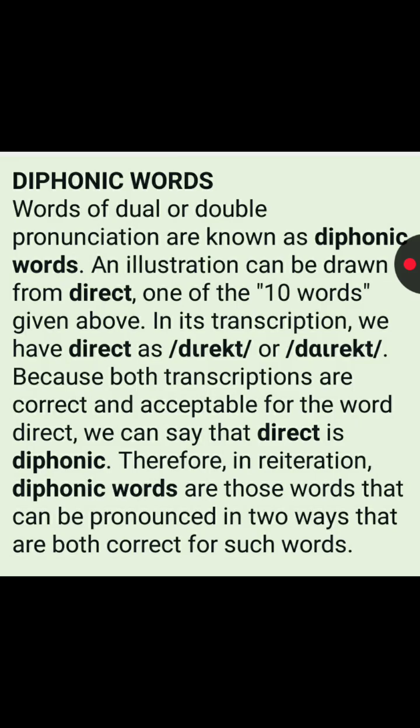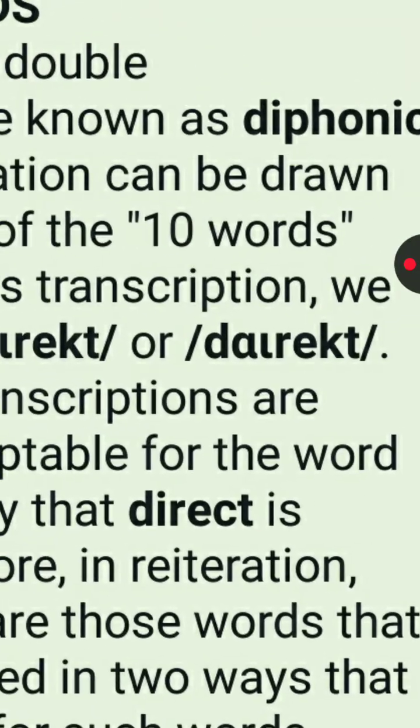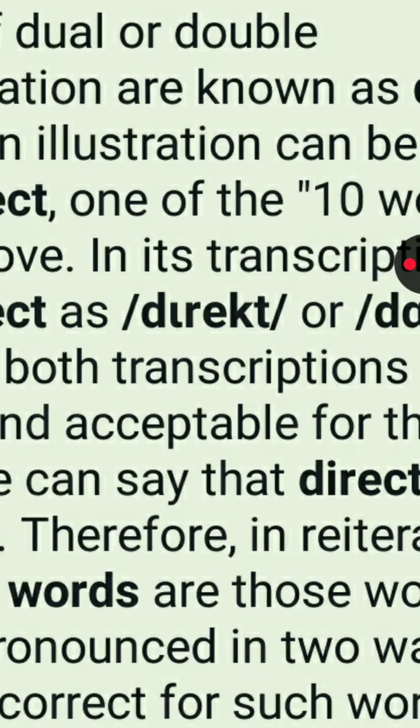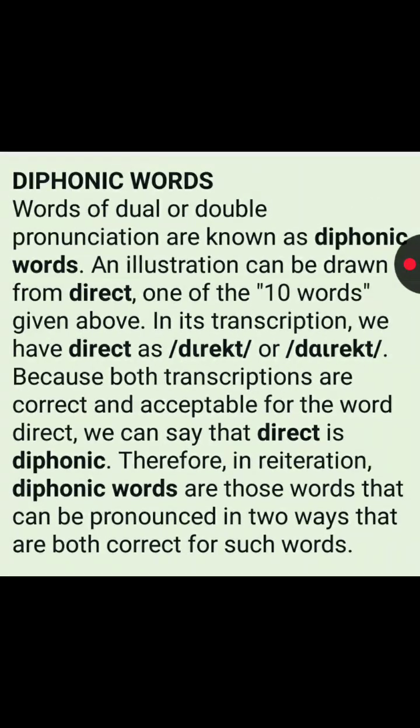In its transcription, we have direct as the sound, short E sound, resound, short S sound, K sound, and T sound. We say direct or direct, which is transcribed as the sound, I sound, which is a diphthong, resound, short E sound, short S sound, K sound, and T sound, which we call direct. Because both transcriptions are correct and acceptable for the word direct, we can say that direct is diphonic. Therefore, in reiteration, diphonic words are those words that can be pronounced in 2 ways that are both acceptable and taken as correct for such words.